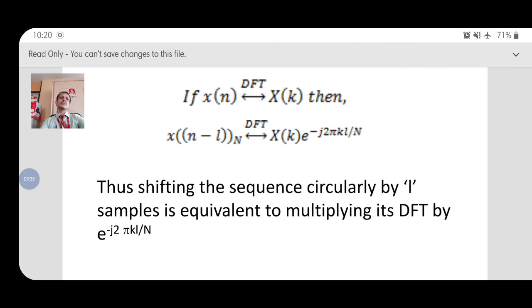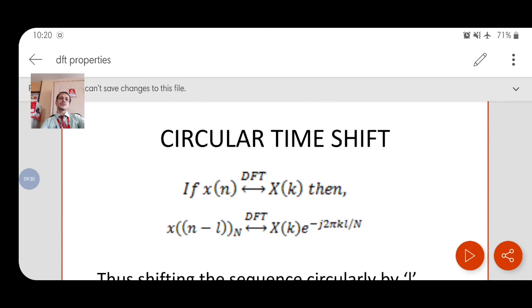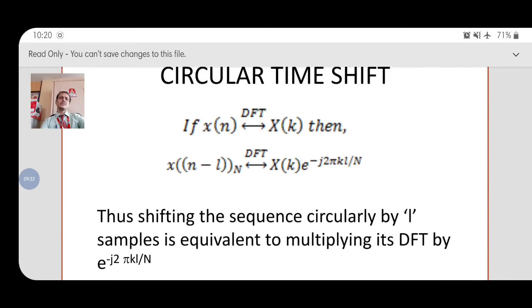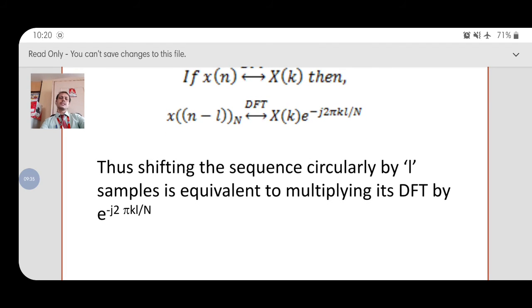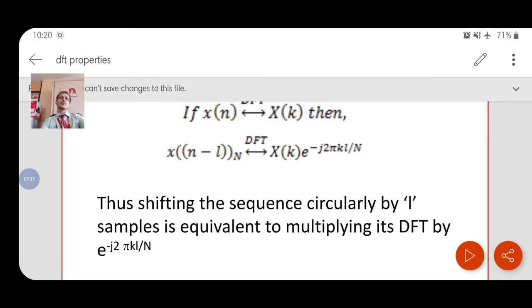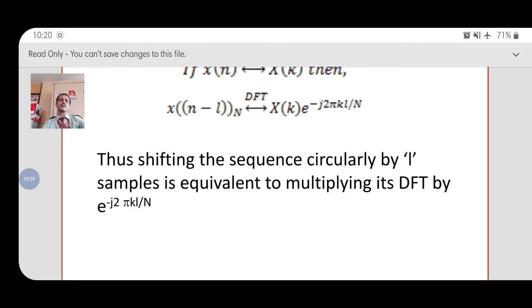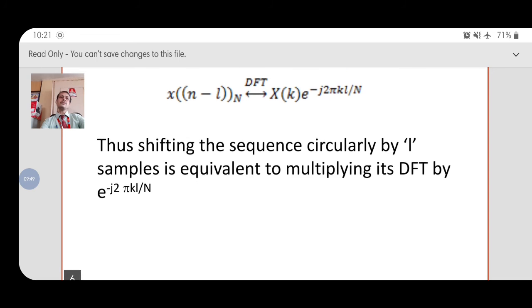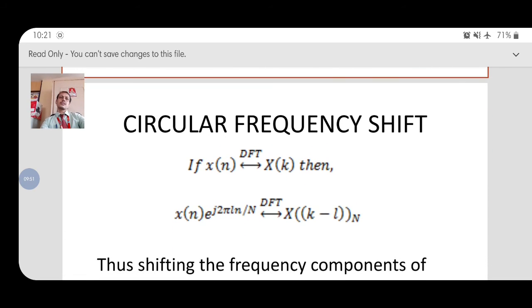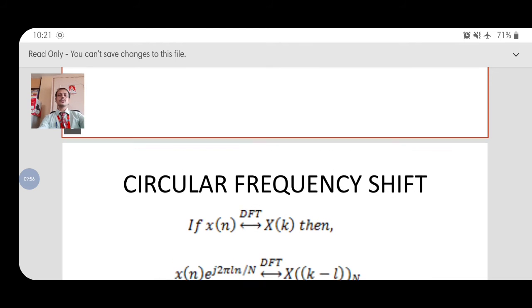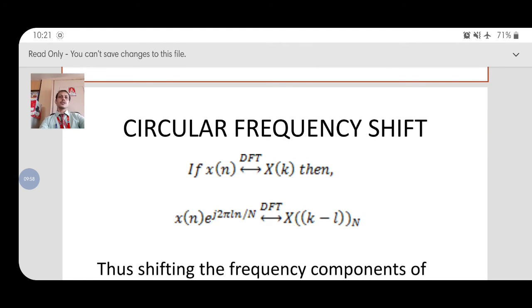Thus shifting of the sequence circularly by L samples is equivalent to multiplying its DFT by e power minus j2 pi kL by capital N. In the frequency domain, we multiplied the value x of k with the exponential sequence e power minus j2 pi kL by capital N. So in the previous one we discussed about circular time shift.